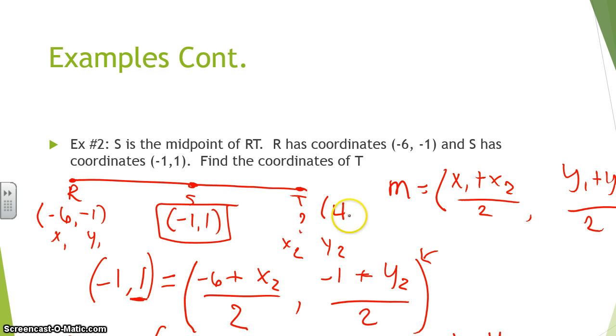So what is my y value for t? It's going to be 3. So have I found my point now for t? Yes. T equals (4, 3).